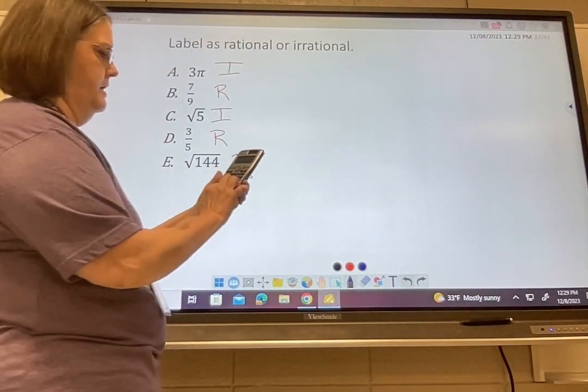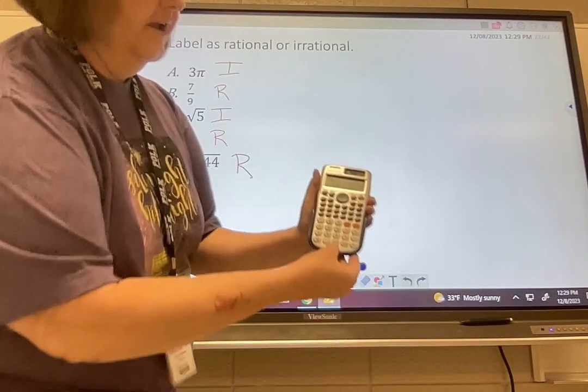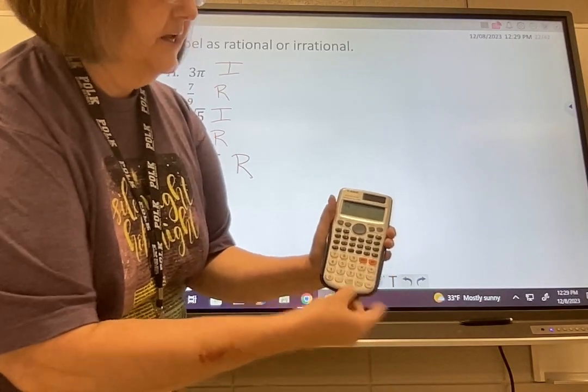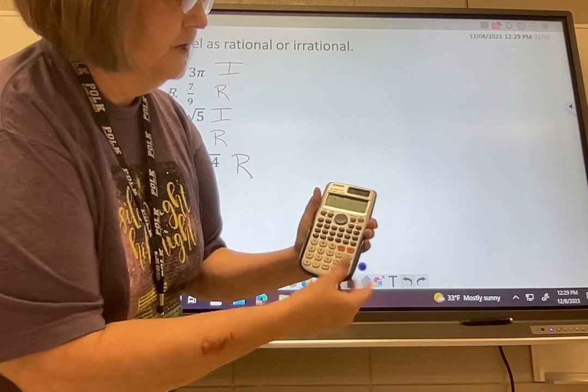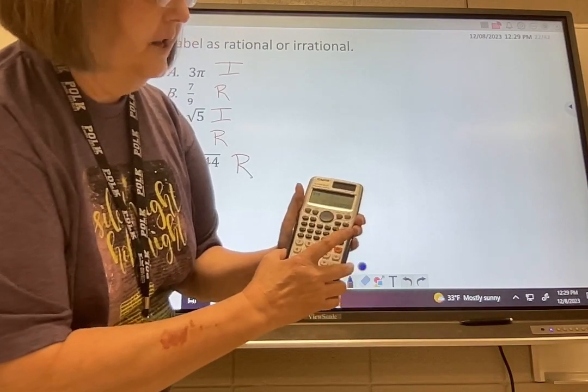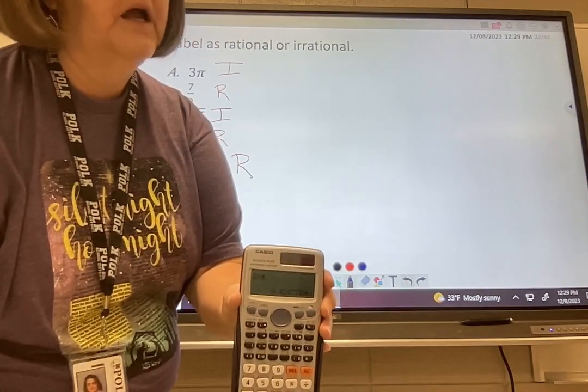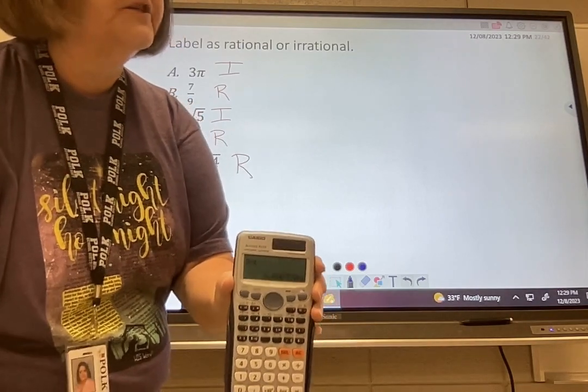So you do 3 times pi is right here. On the x10x, you hit shift, hit that, hit equals. Now, hit your SD button. See how it fills the screen up, and there's no pattern. That's irrational.